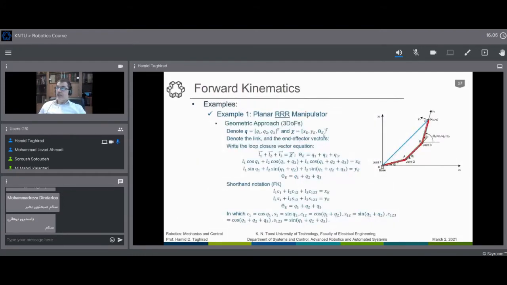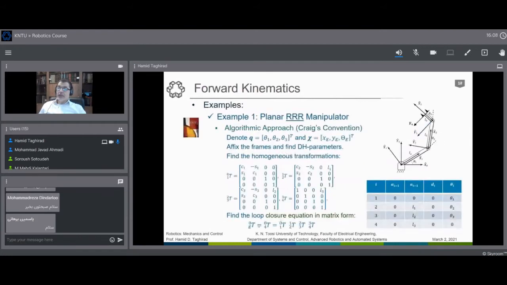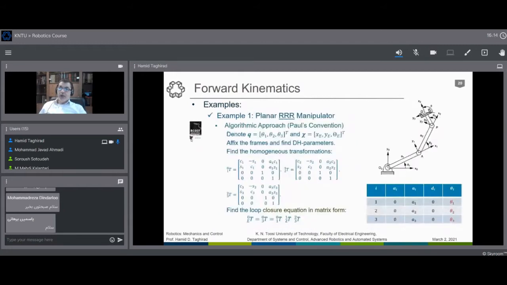As you see here, we can have a loop closure method. I have written it in this way. Let me go to the Paul convention. When we have a manipulator, for example, with 3 links or 4 or 5 or 6, we design the loop closure in this way, exactly as before. We have the blue and red vectors, and the blue and red matrices. The blue matrix is the end effector position and orientation with respect to the frame, that we can write as a homogeneous transformation, simply as T3 to 0, for example, in this case.